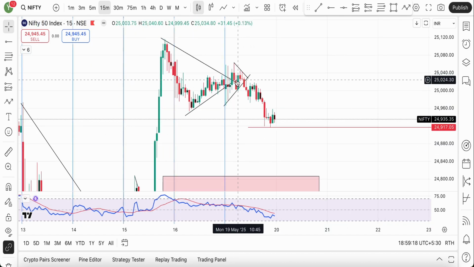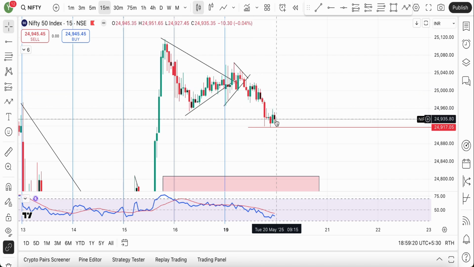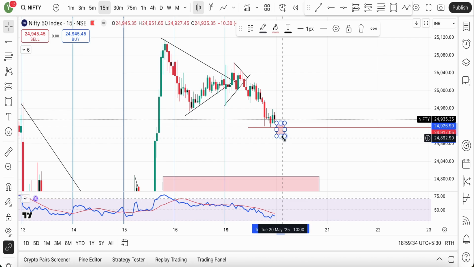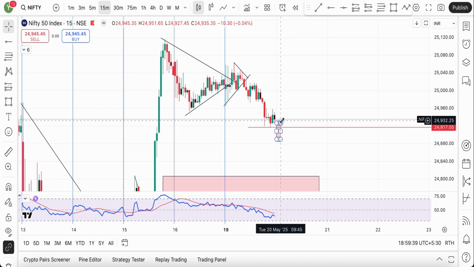So today, the market was mostly sideways, and then towards the end of the day, it closed down near the day's low. Tomorrow, if the market opens flat or with a small gap down, and gives us a breakdown of this particular low, say, for example, this is the candle which forms, and then the high of this candle gets taken out.